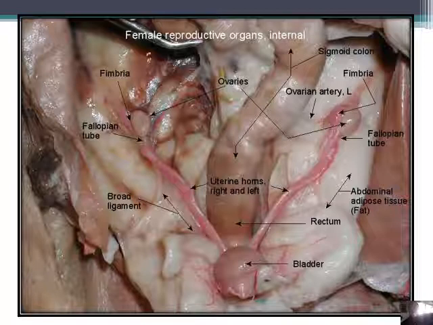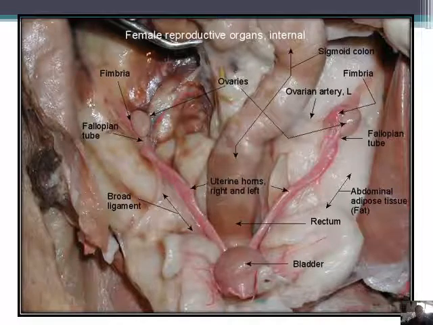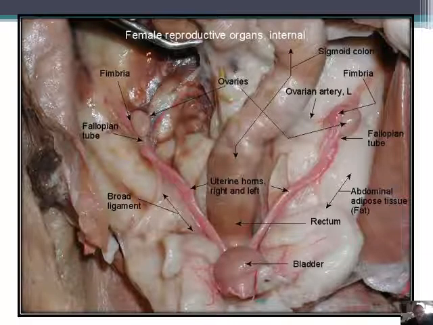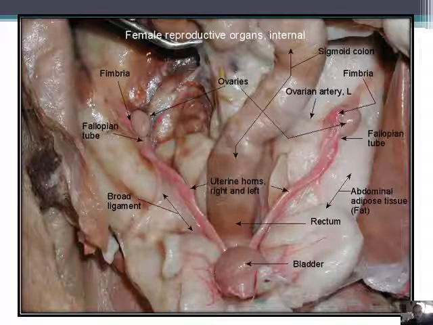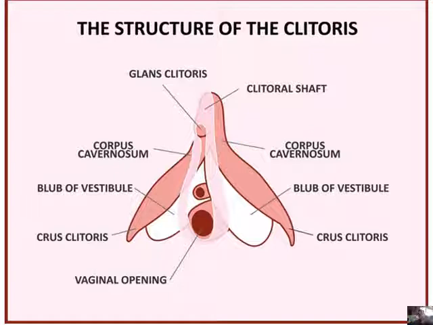We have the uterine horns left and right in the center. We have the broad ligament, which is holding the entire fallopian tubes upright. And then you can just see the bladder over there. You can't see the uterus, and we don't want to show you the uterus because it's just a little bit lower, and then you'll see everything about the woman. Here is the structure of the clitoris.